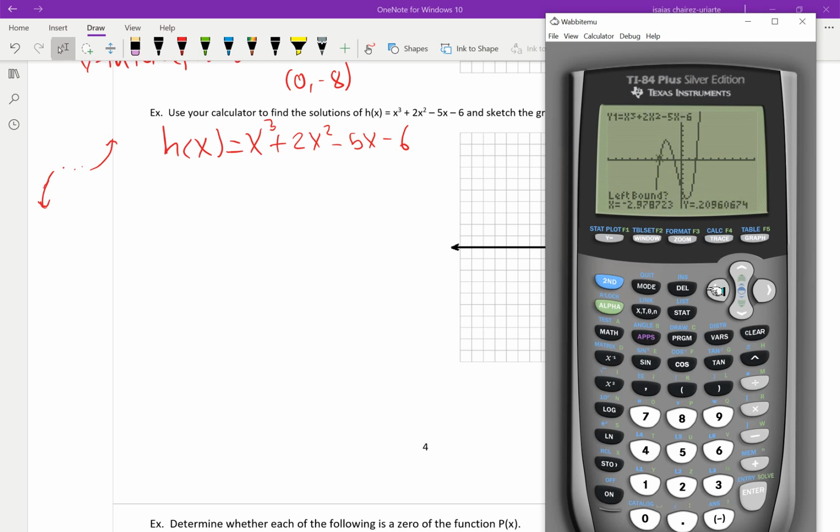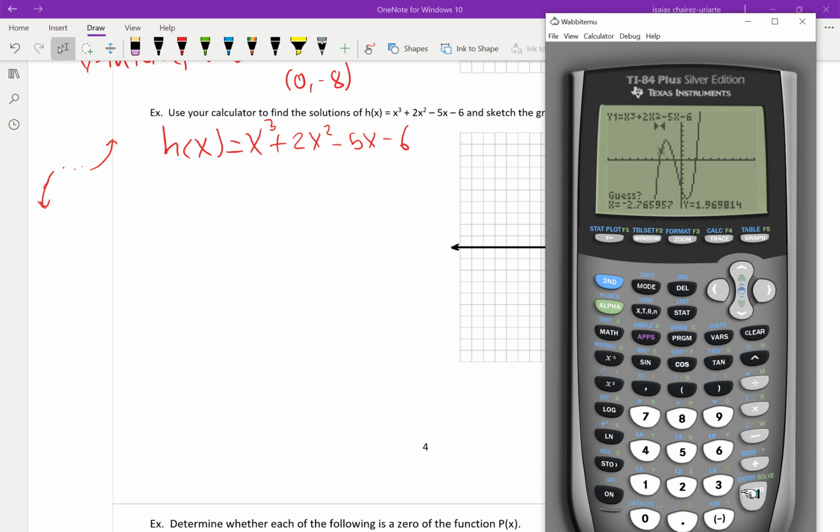So I think that's where my x-intercept is, but I'm going to go just a little bit to the left of it, right there. And then I'm going to hit enter. And now it wants a right bound. So the calculator needs a left bound and a right bound around the x-intercept to be able to compute it. So I picked a left bound. Now let me pick a right bound. I think that's a good right bound right there. I could even go a little bit higher. Let me go a little bit higher.